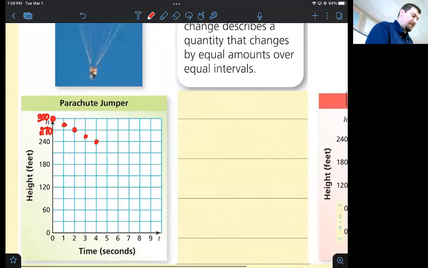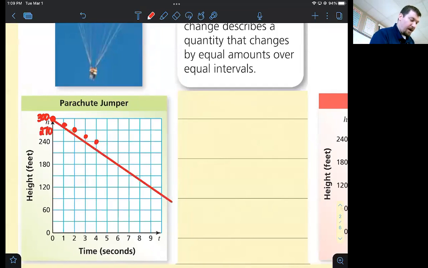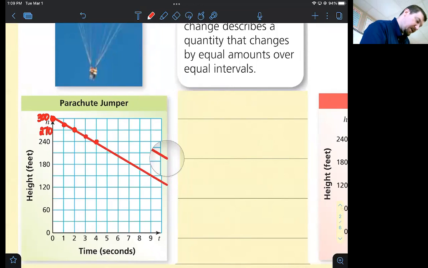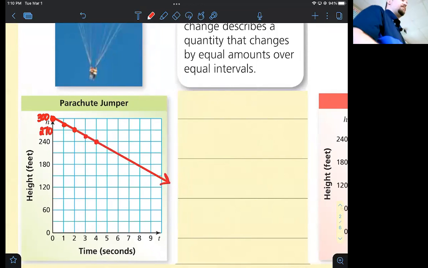I can draw a line because this is linear, and wherever that line crosses the x-axis, which isn't going to be on our graph, is going to tell us how many seconds it will take for us to hit the ground. Because when we get to the x-axis, we'll be on the ground.